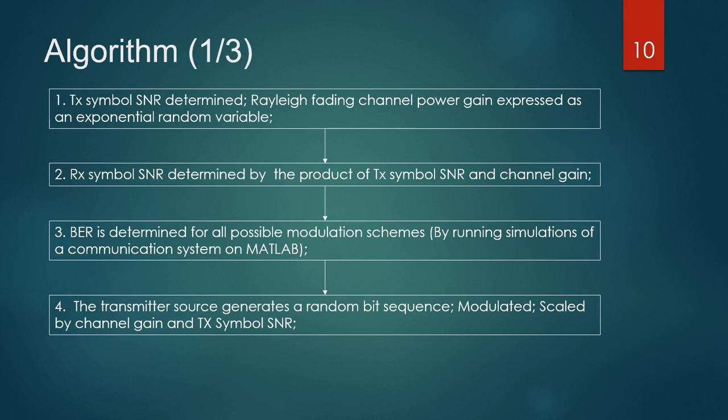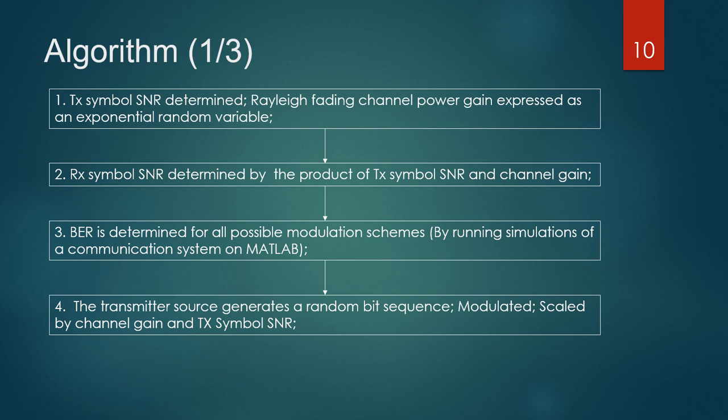Now let me describe the algorithm that is used. Here we mainly have the transmitter symbol SNR that is determined. The Rayleigh flat fading channel power gain is expressed as an exponential random variable. The receiver symbol SNR is determined by the product of transmitter symbol SNR and the channel gain. The bit error rate is determined for all possible modulation schemes. How is this done? This is done by running simulations of a communication system on MATLAB.